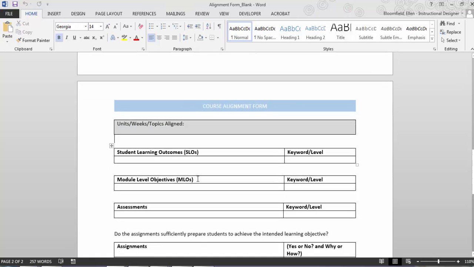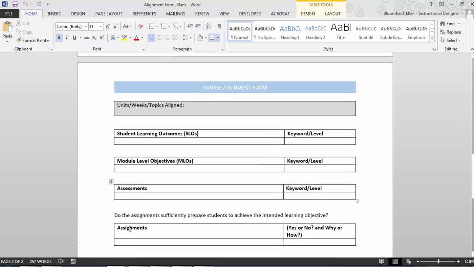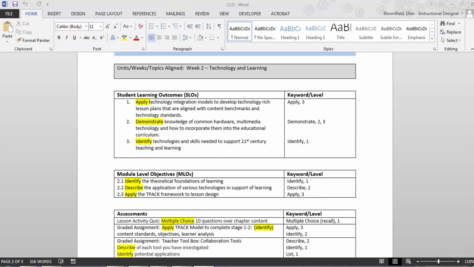Then, the rest of the form is divided into 2 columns. The column on the left is where you will enter your student learning outcomes, your module level objectives, your assessments, and assignments. The column on the right is where you will enter the key words, verbs, and identify which level of the Bloom's taxonomy chart it is associated with. Here I have an example of a form I have filled out. The alignment form is organized from the top down. It begins with the SLOs, followed by the MLOs, assessments, and then supporting activities and assignments.